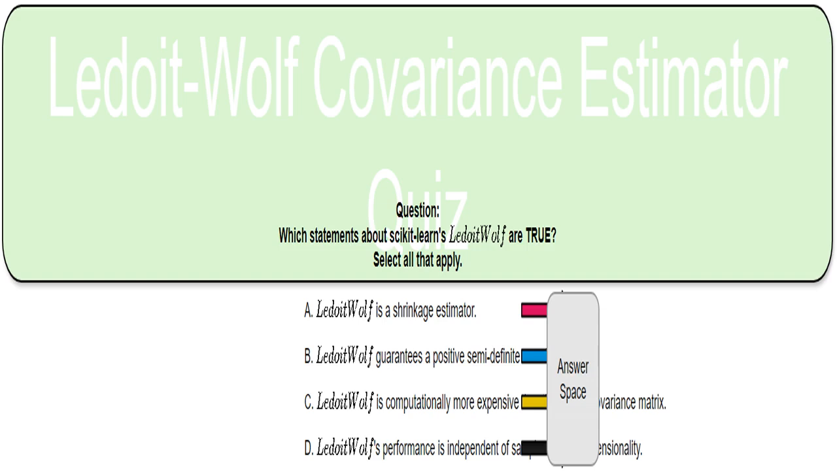This is the title of the quiz, focusing on the LedoitWolf covariance estimator. It's a method used in statistics to estimate the covariance matrix, which shows how different variables change together. The quiz will test your understanding of this method's properties.